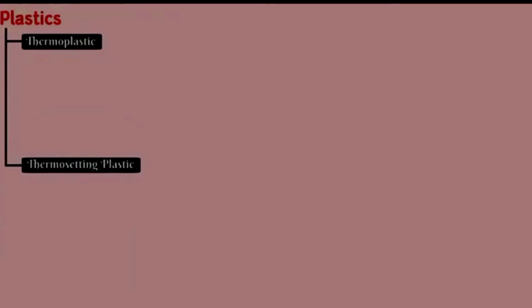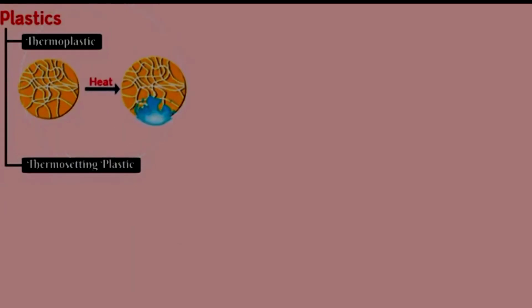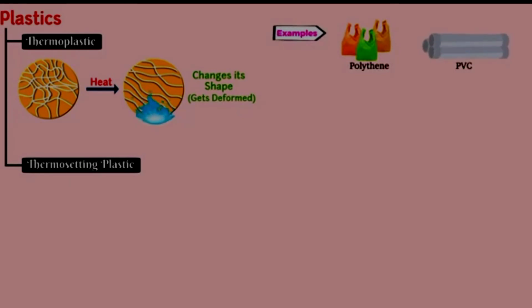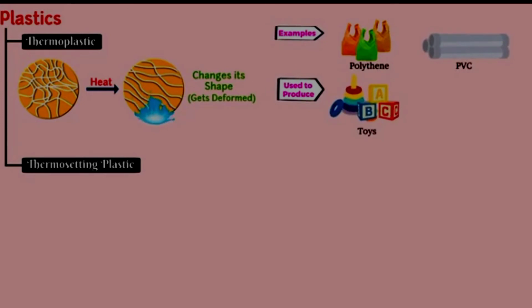There are two types of plastic: thermoplastic and thermosetting. On heating, if plastic changes its shape, that is, gets deformed, then such plastic is called thermoplastic. Polythene and PVC are thermoplastics. These are used to produce toys, combs, and various types of containers.